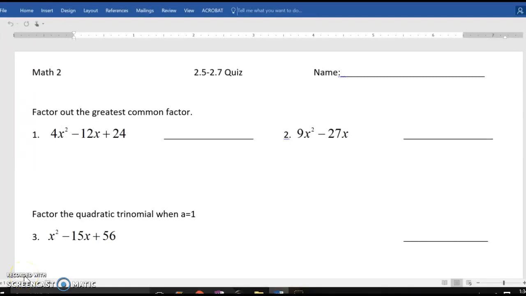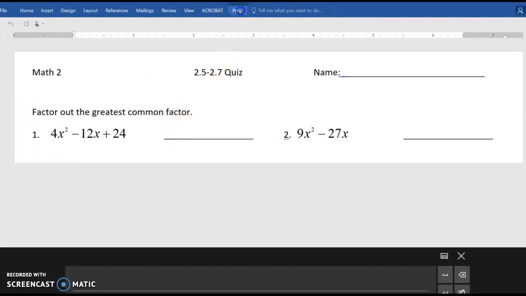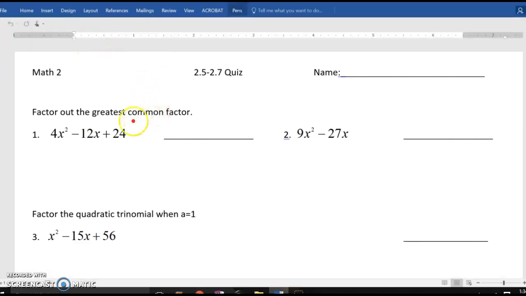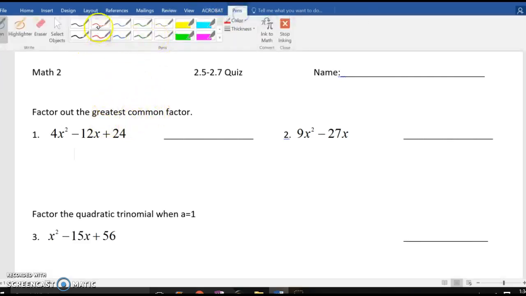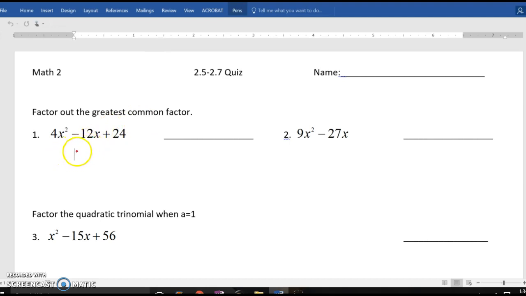All right, so here is the 2.5 to 2.7 quiz solutions. Again, a lot of silly mistakes, but some things that we really do need to emphasize and go over here.